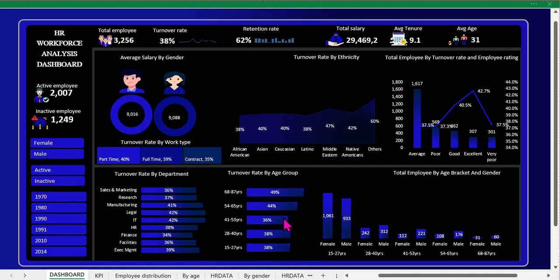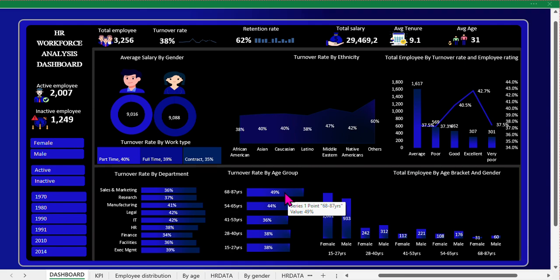We have another one down here, turnover rate by age group. We can see that the highest is 68 to 87 years, which is 49% in terms of turnover. This is actually expected because this is the retirement age.